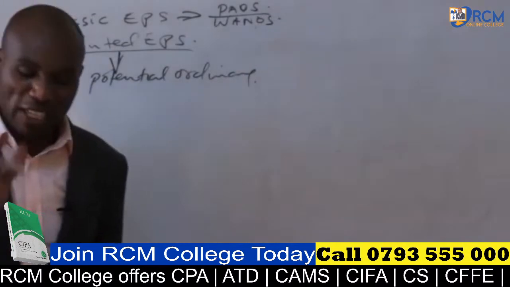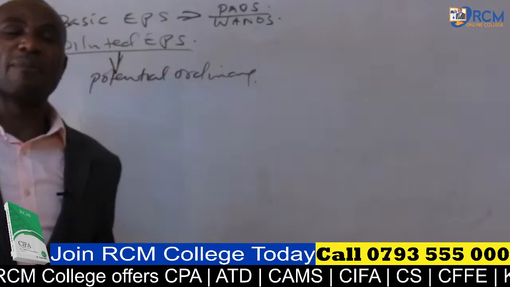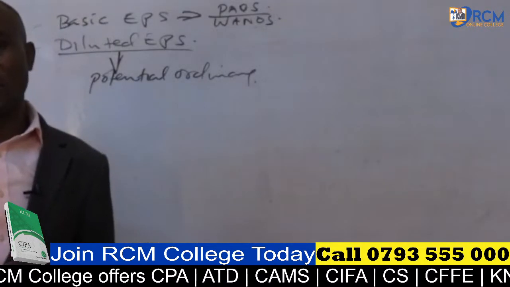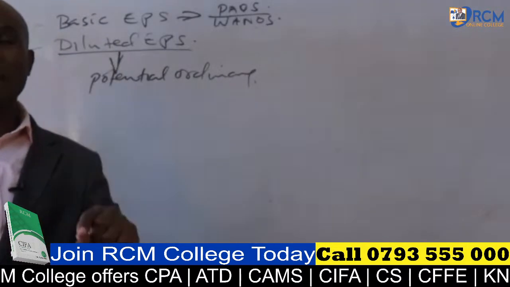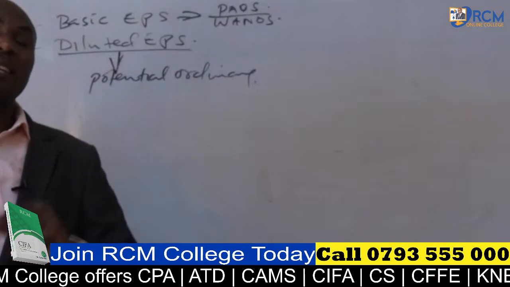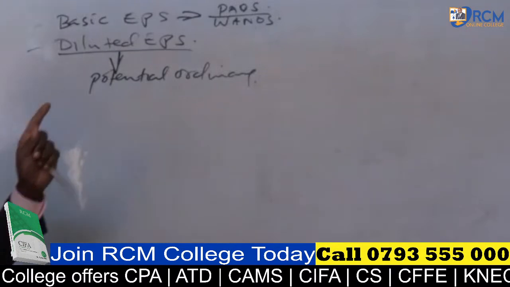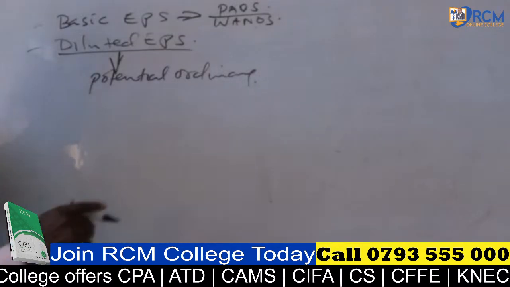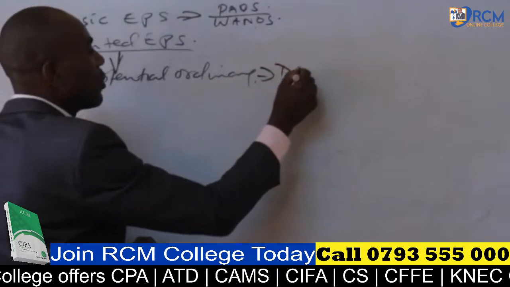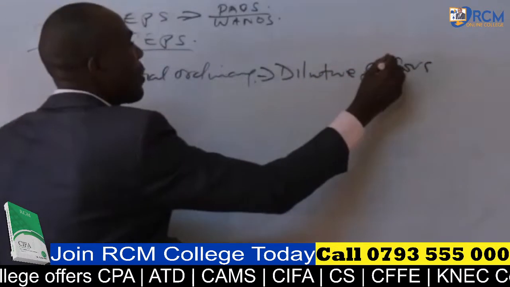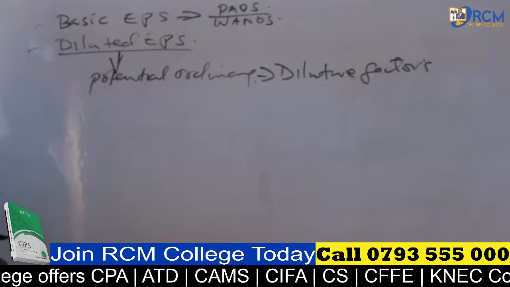And what are the potential ordinary shares? These are the instruments that will give us the right to get ordinary shares in future. For example, we have a convertible instrument that will guarantee us ordinary shares in future. Therefore, in that case, if I have potential ordinary shares, we call them dilutive factors. What are the examples of dilutive factors?